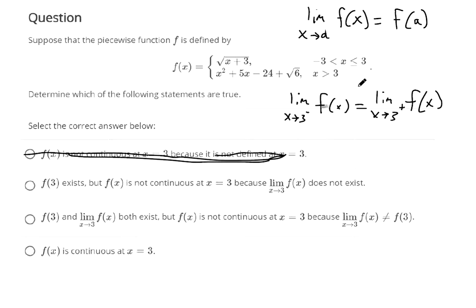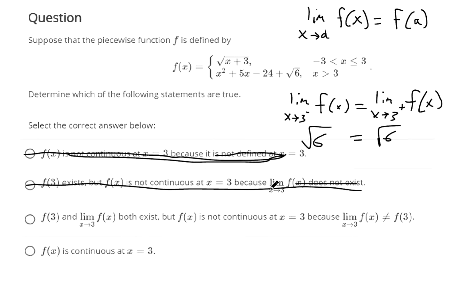So if you approach 3 from the left, that means you're slightly less than 3, so we get square root of 6 if we just substitute 3 into that top function. And if you approach 3 from the right, we plug in 3 but into the function that's a little bit greater than 3. So 3 squared makes 9, 9 plus 15 makes 24, 24 minus 24 makes 0. Oh, this is square root of 6. So that's not true. The limit does exist. The limit from the left and the limit from the right are the same. So the limit does exist.